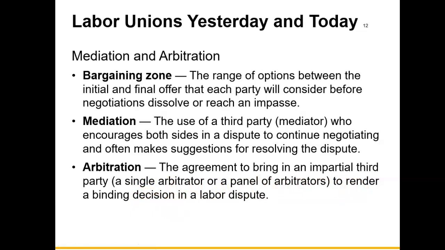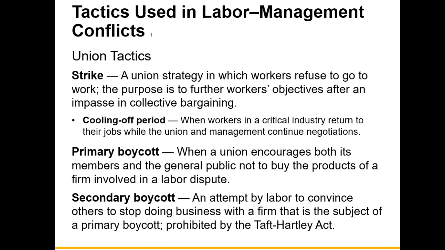So now with arbitration, we're saying that neither party can come to a resolution, and you have agreed to bring in a third party, an arbitrator, to render a binding decision in a labor dispute. Okay? Now, there are different tactics that a union can enforce when there is an issue between labor and management. Probably the most common is a strike, in which workers refuse to go to work. The purpose is to further workers' objectives after an impasse in collective bargaining. So now we've tried to come to a resolution, but for some reason, we still haven't come to one.